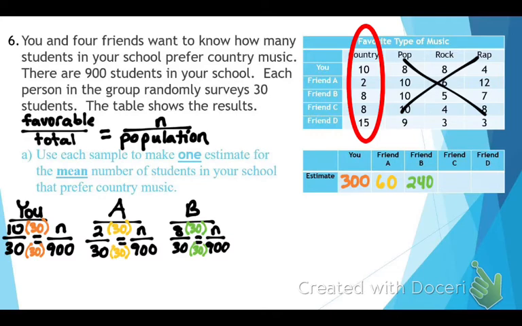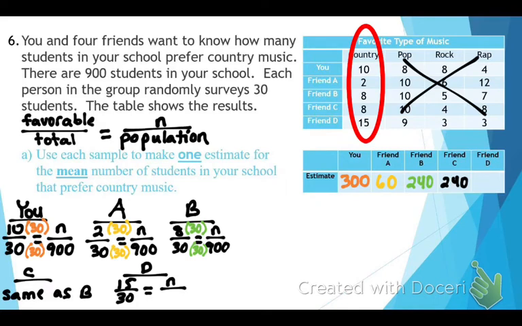Okay, let's look at friend C. Does anybody notice anything about friend C? Zariana, what do you notice? It's the same as B. So do you think there is any point in us doing all that work? No. What's the answer going to be, guys? Same as B. It's also going to be 240. Who would like to do friend D for me? Zion, go ahead. Friend D has 15 out of 30 people, and then to get to 900, you have to multiply 30 by 30 and do the same at the top. Very good. Okay, so he got 450.